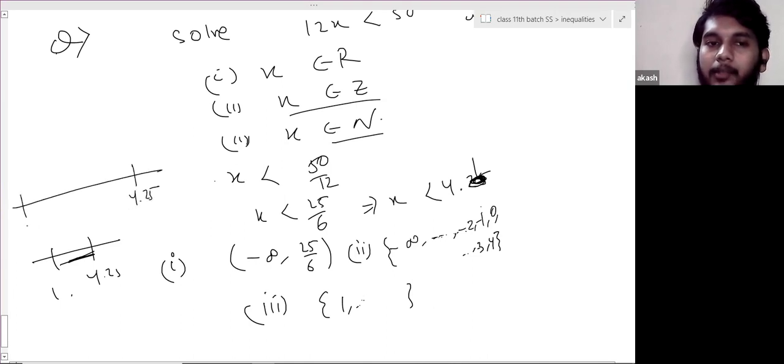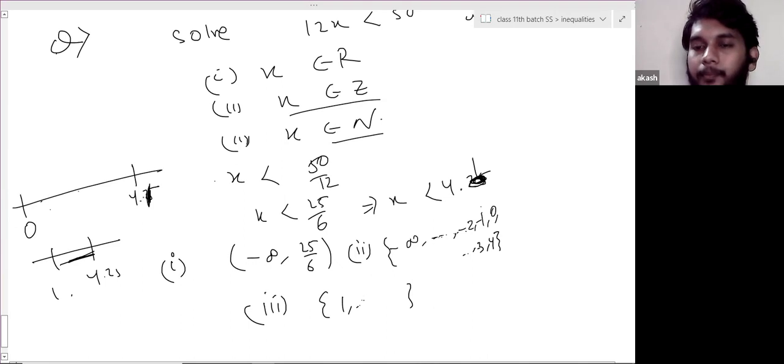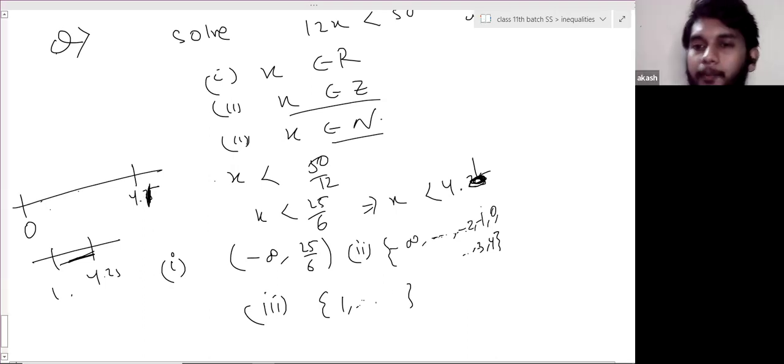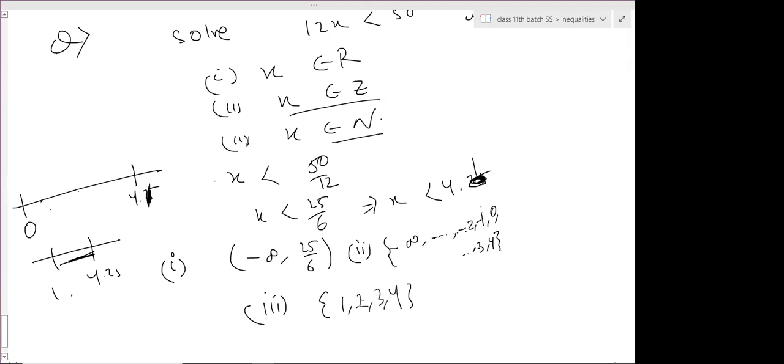You have 4.25 here and 0 here, because natural numbers exist between them. So how many natural numbers are there between 0 and 4.1? There are 4. Which ones? 1, 2, 3, and 4.